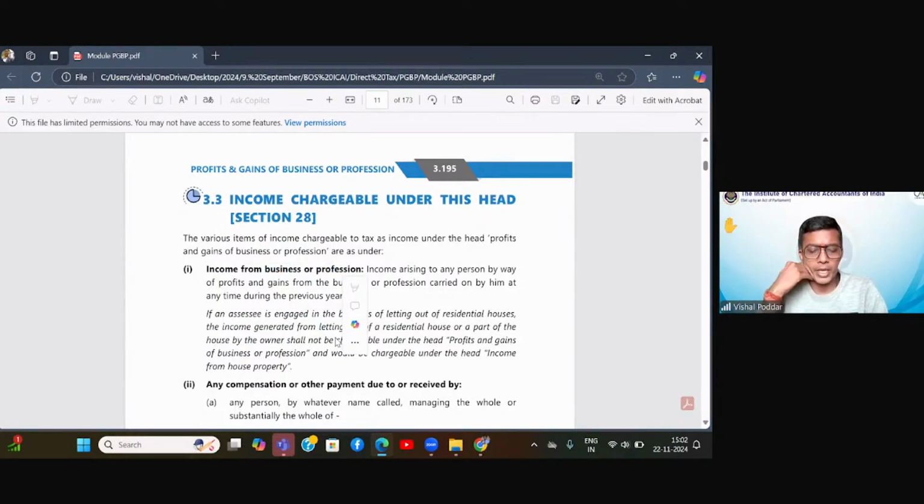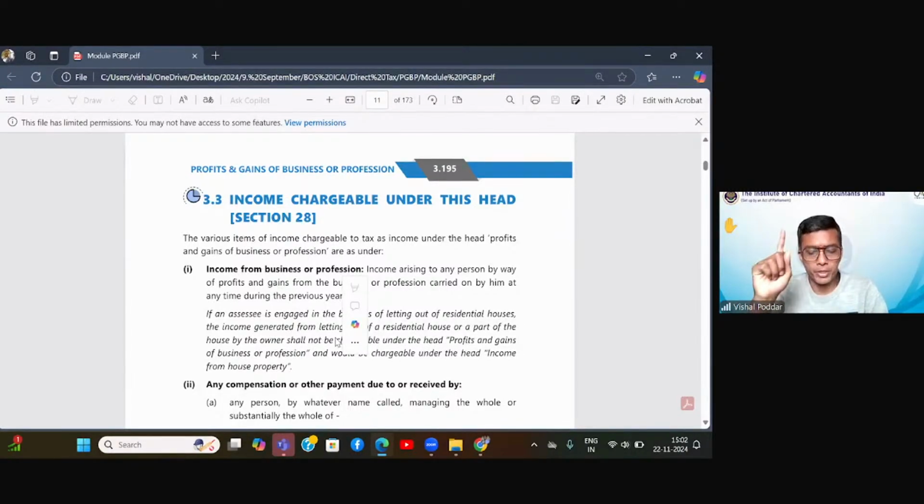Then it is section 28. Section 28 gives you a list of those incomes which would fall under the head PGBP, that is, tax under this head. Now, 28 is the first section of this head. So 28 is also called the charging section of the PGBP head.